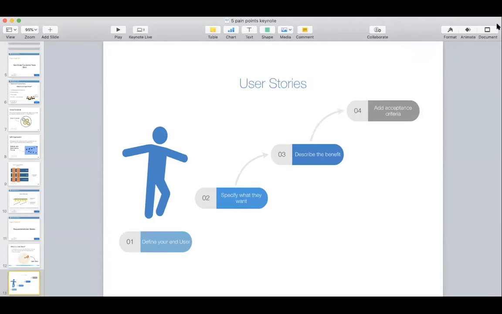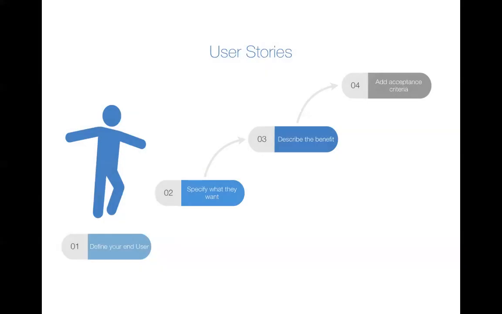You first should define the end user. Then you should specify what you want or what the problem is that you're trying to solve. The third step would be then to describe the benefit if we solve this problem. And then lastly, we add acceptance criteria. How will we know when we successfully solve this problem? Okay. All 4 of these steps are key.